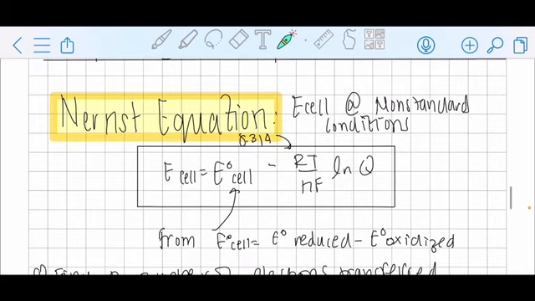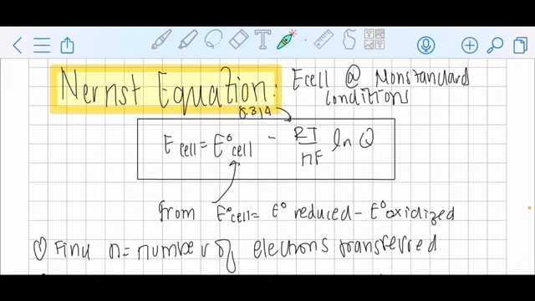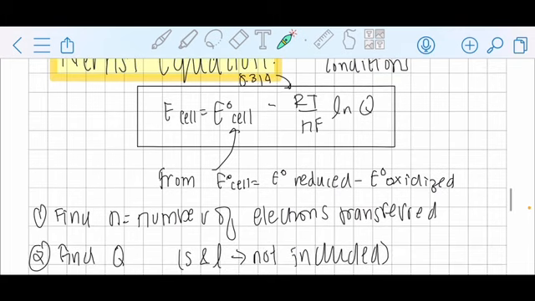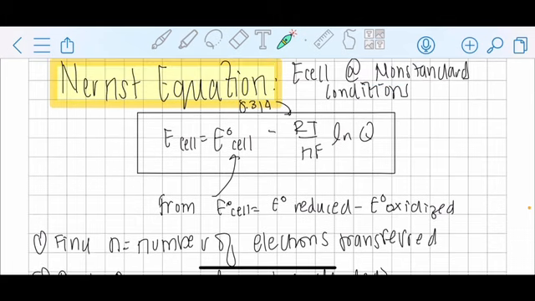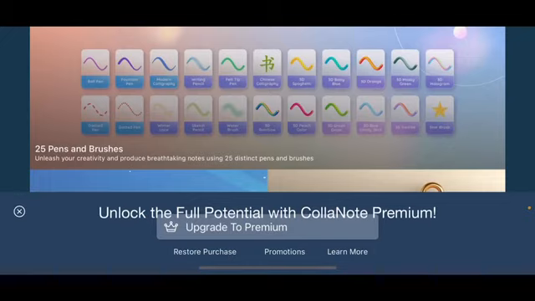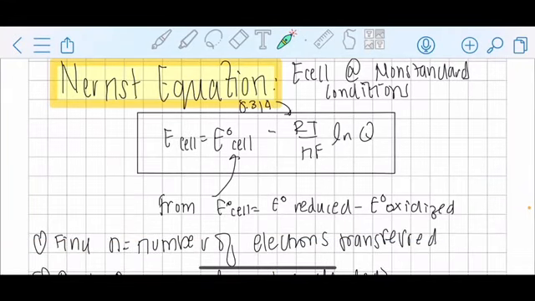Nernst's equation. E cell at non-standard conditions can be calculated using the Nernst equation. So E cell is equal to E standard cell minus RT over NF ln Q. E standard cell is, again, how we calculated it: E cell reduced minus E cell oxidized. R is 8.314, T is temperature in kelvins, N is the number of electrons transferred, F is Faraday's constant, and ln Q must be calculated as we have done before.